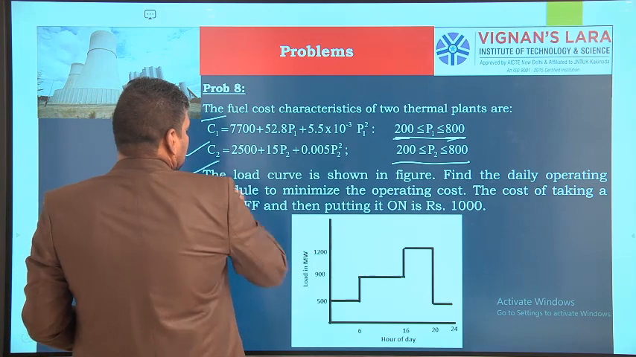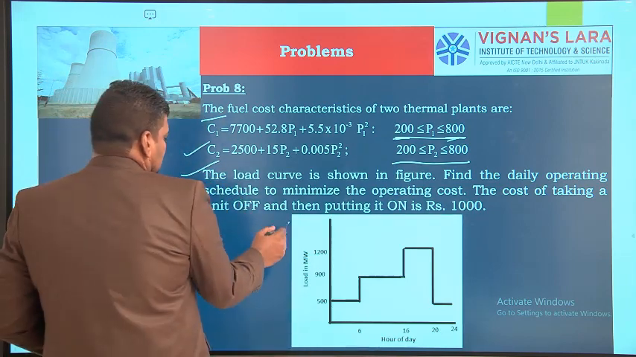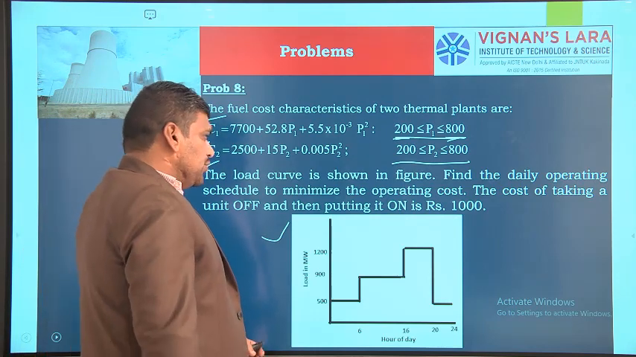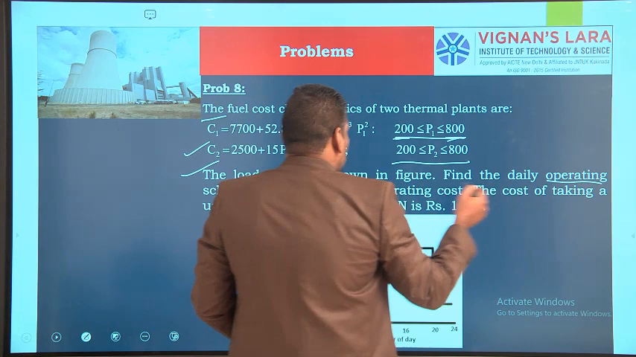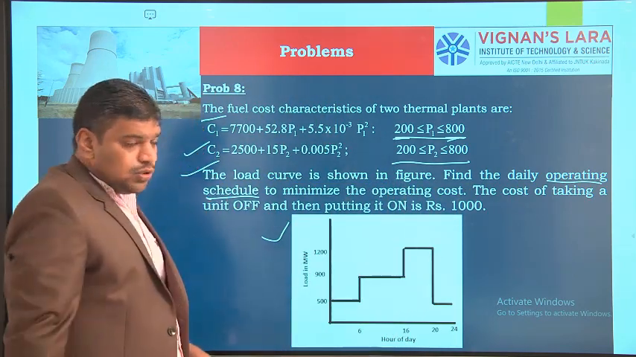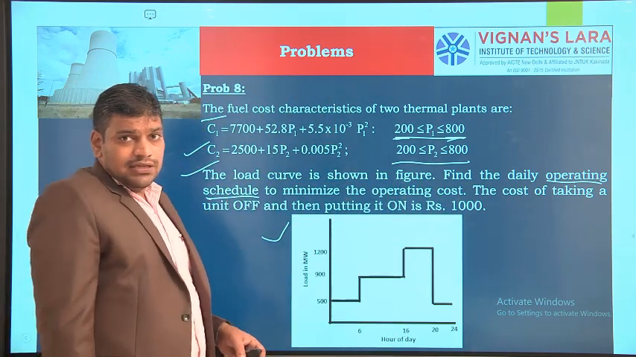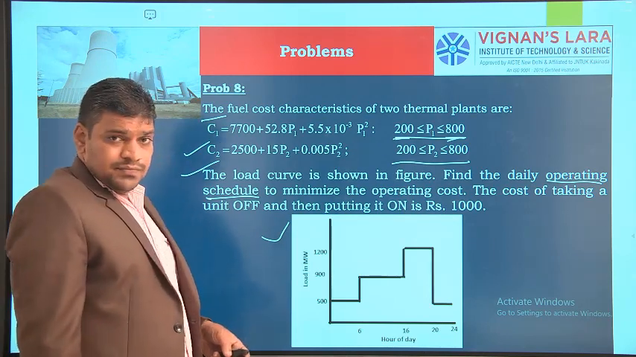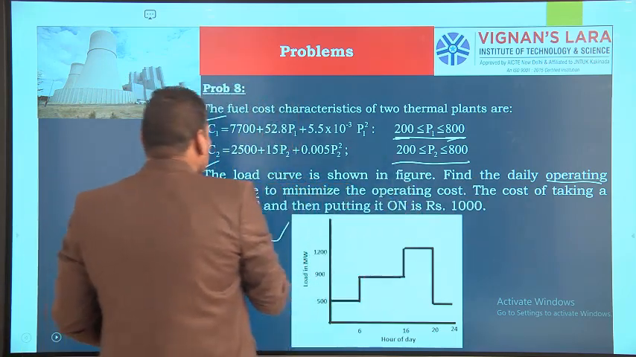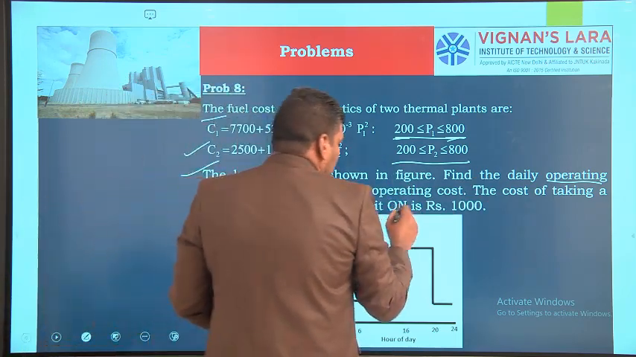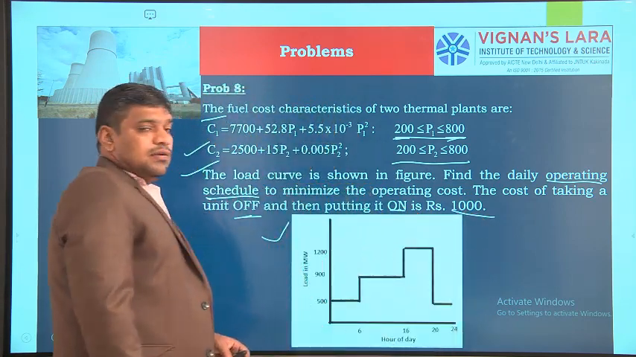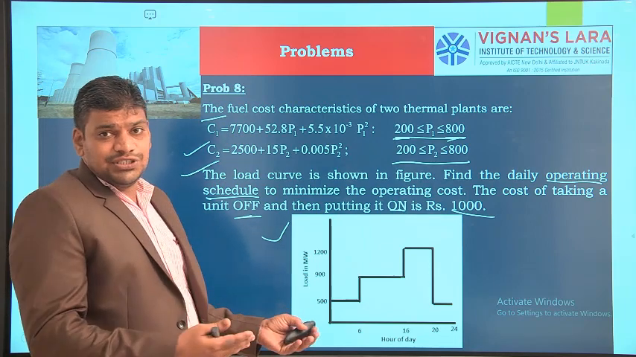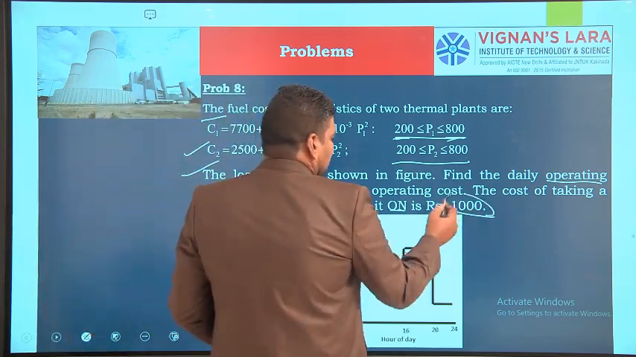Next, the load curve is shown in the figure. So this is the load curve. Find the daily operating schedule to minimize the operating cost. So you have to find the schedule such that the cost should be minimized. Then the cost of taking a unit off and then putting it on is 1000 rupees. So while performing the scheduling, when the unit is switched off and again brought to the on position, the cost incurred will be 1000 rupees.